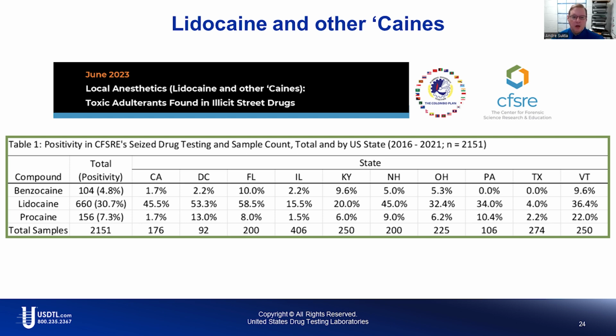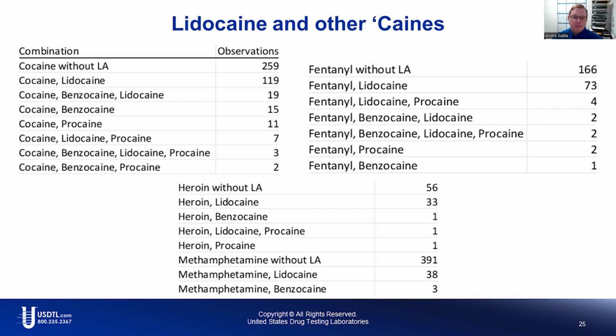They have a smaller, maybe total N, but it's still important to note what else is being seen in these street drugs. When you look at this a little more closely, let's look at the cocaine. Cocaine without any of those local anesthetics, where LA means local anesthetics, they're seeing 259 observations. Cocaine with lidocaine, 119. And with the others, such as benzocaine, 19, 15, procaine, 11. So as you add these other canes in there, you're seeing them a lot less, but they're still in there. And lidocaine is the primary one.